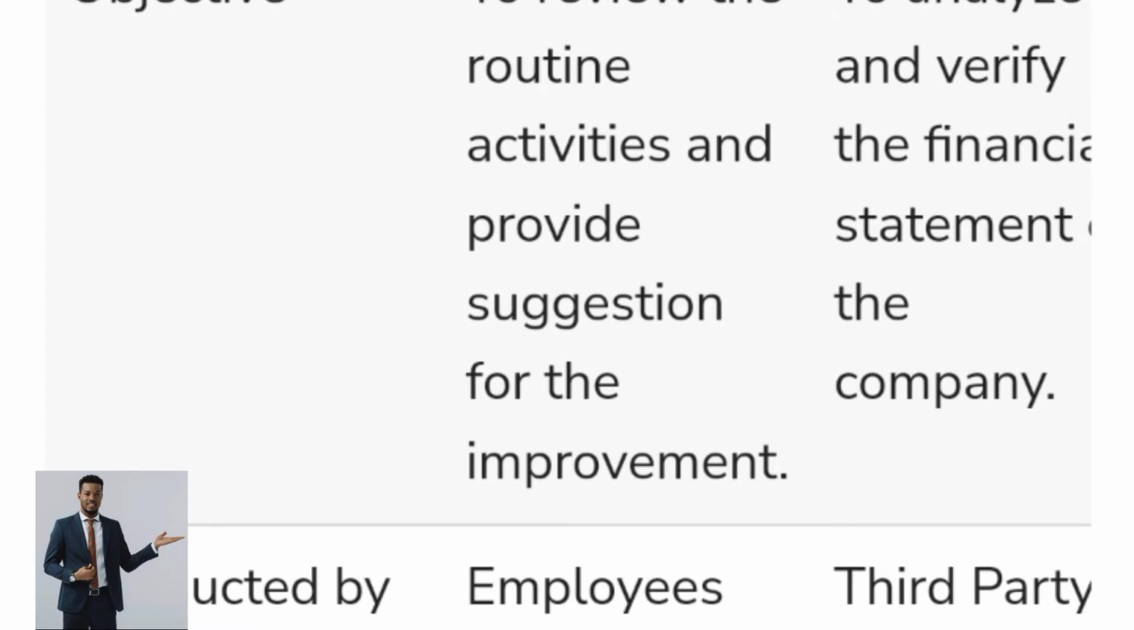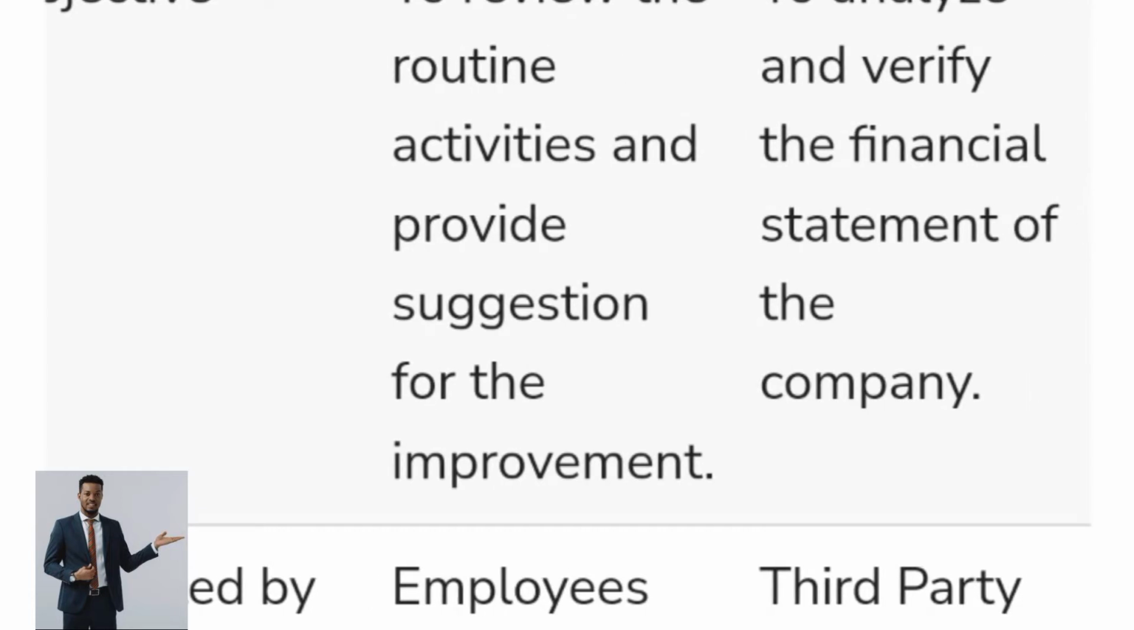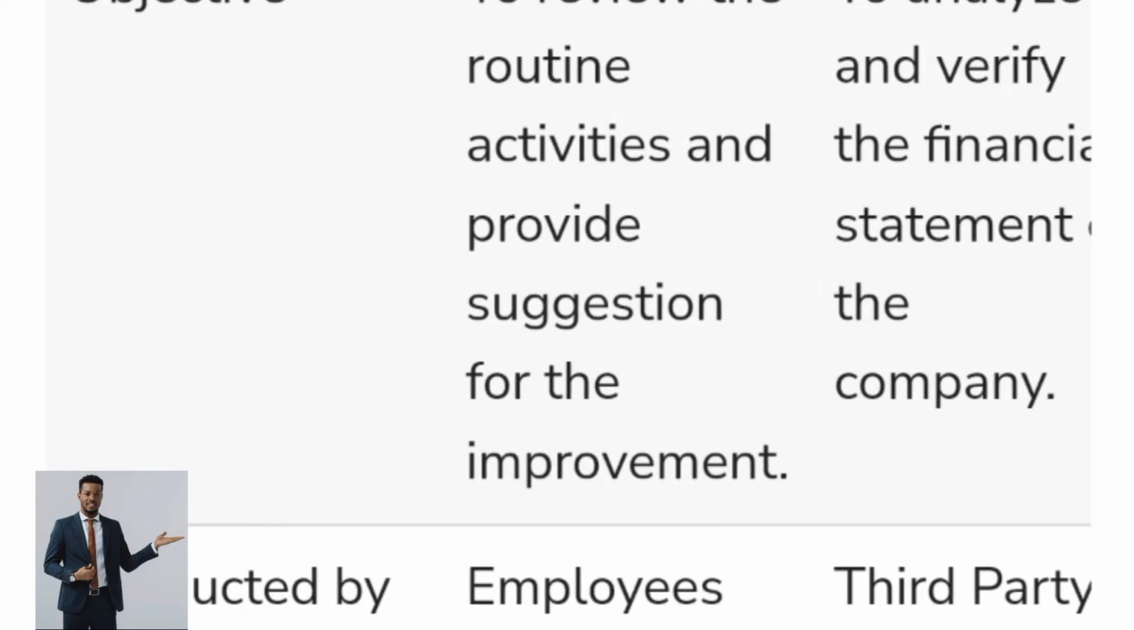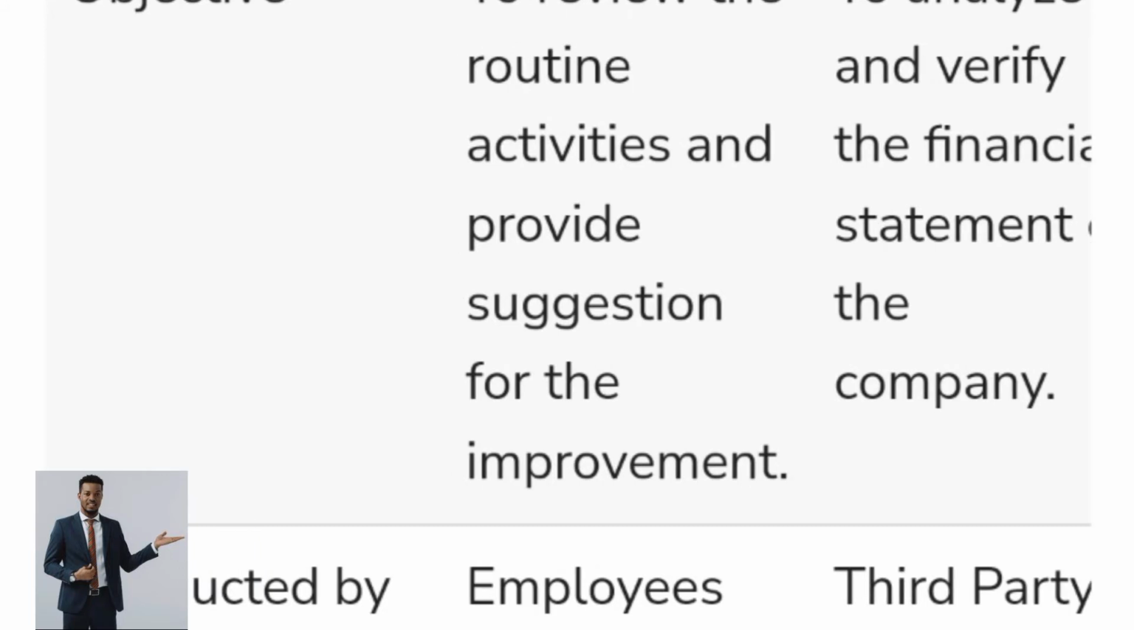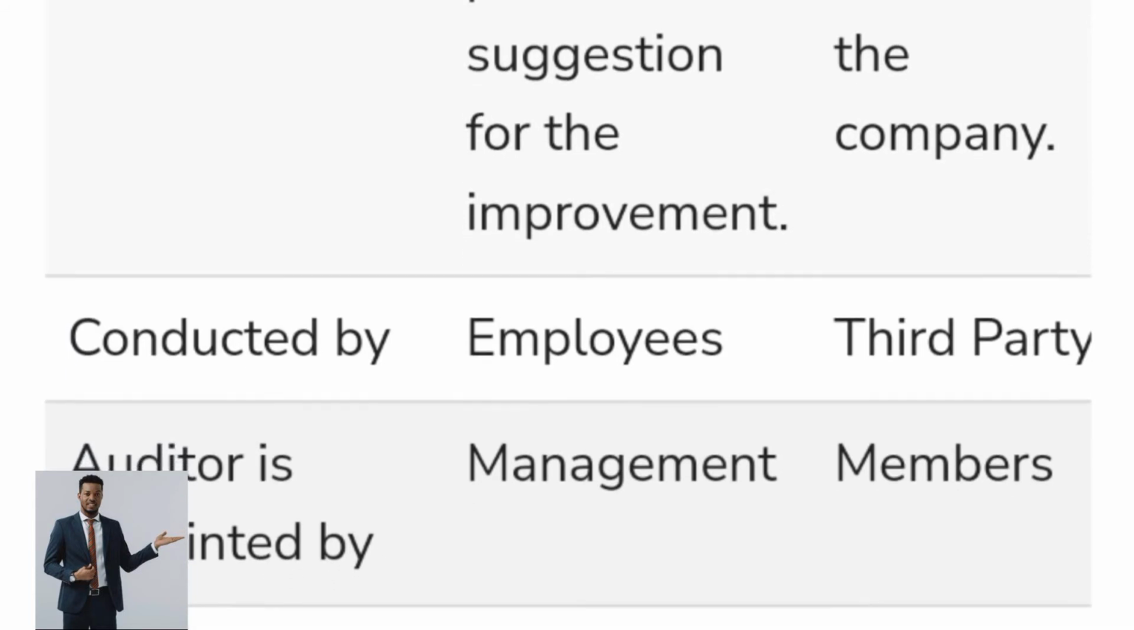The objective of the internal audit is to review the routine activities and provide suggestions for improvement, whereas the external audit is to analyze and verify the financial statements of the company. There is also a difference in the objective. External audit emphasizes only analyzing and verifying the financial statements of the company, whereas the internal audit reviews the routine activities and provides suggestions for improvement.